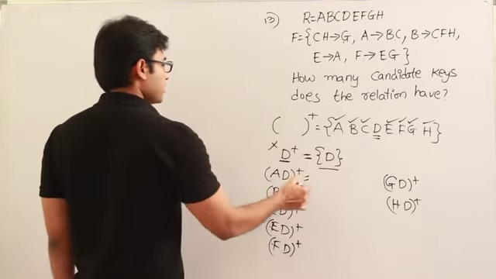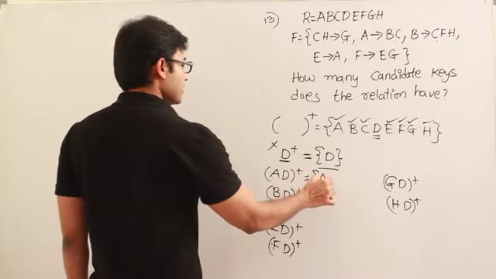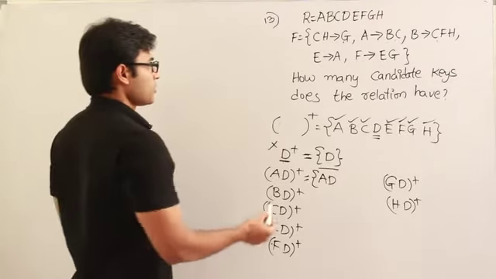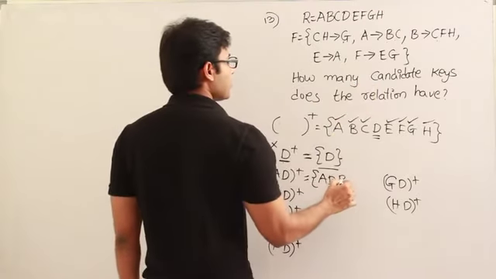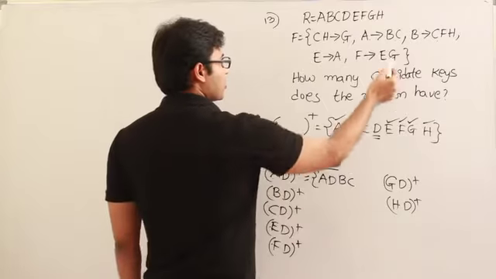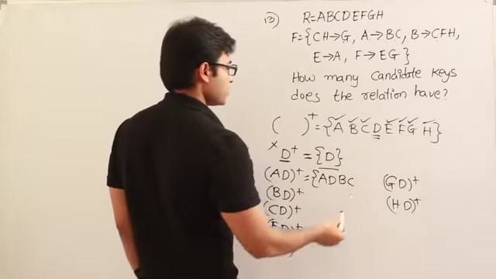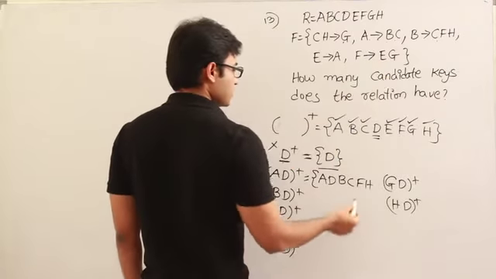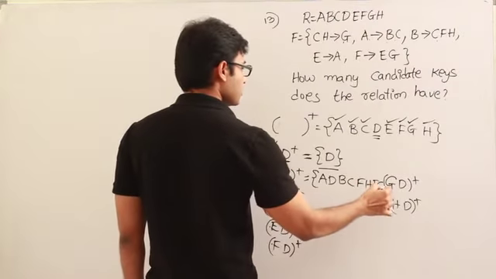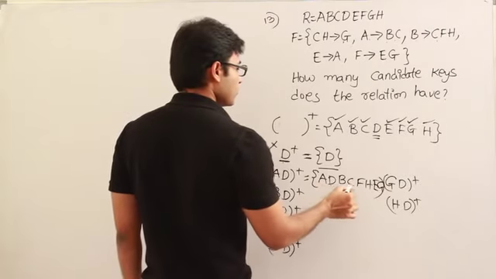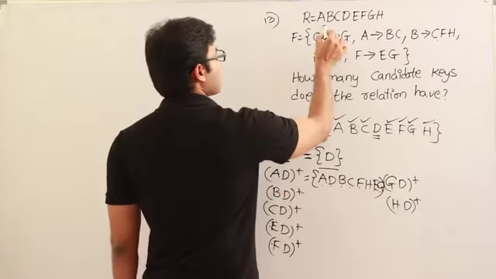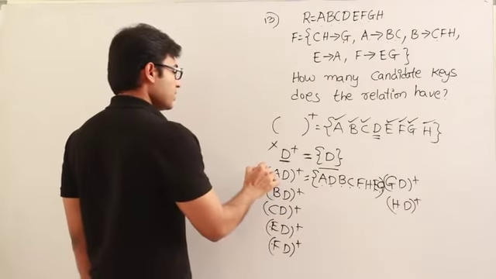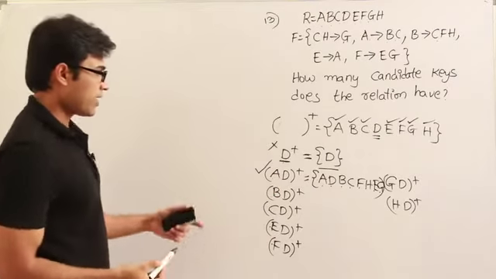So let me see what is present in AD. AD will definitely be present. Along with that, let's see what we could get. Because of A, I could add BC, got it? Because of this production. And because of B, I could add CFH. C is already there, I could add FH. And because of F, I could add EH, EG, right? EG. So 1, 2, 3, 4, 5, 6, 7, 8. Yes, I got all the attributes. Therefore, AD is a candidate key, right?